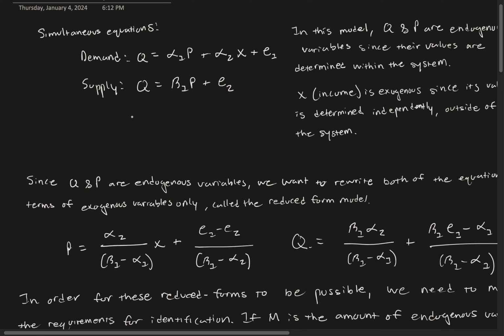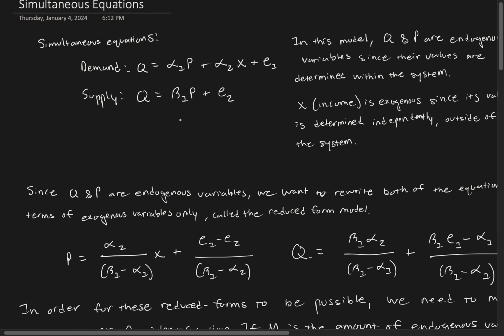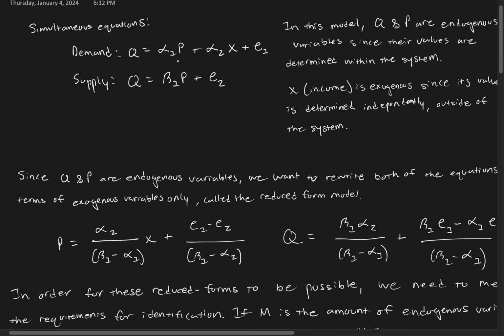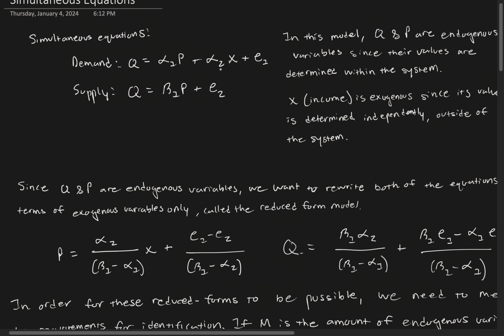So consider these two sets of simultaneous equations here, where the demand function is given by the output of Q, P being the determinant, and it also has an exogenous X variable, where the supply function just has Q equals P.